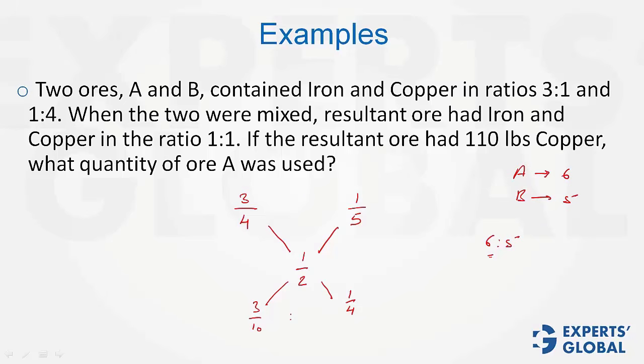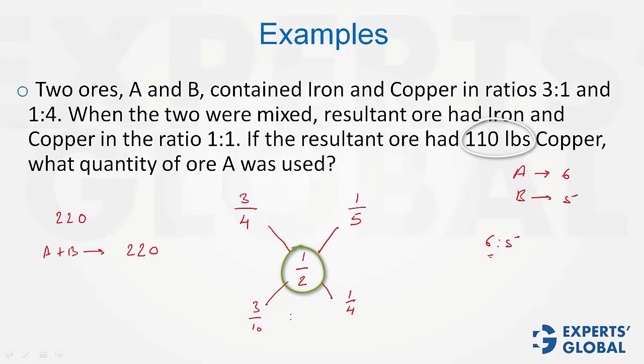It says the resultant had 110 pounds of copper. Resultant has half copper and half iron. Therefore, the resultant overall had 220 pounds of the material. That means A and B together contributed to 220 pounds.